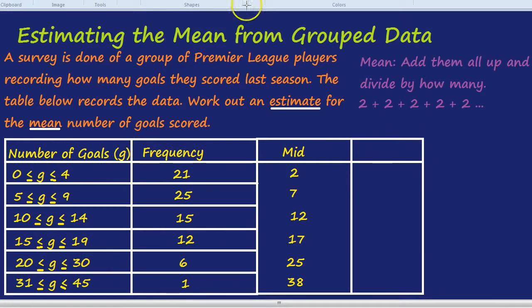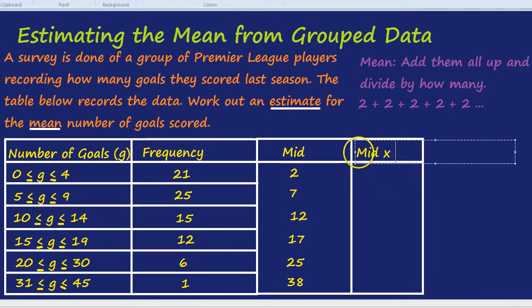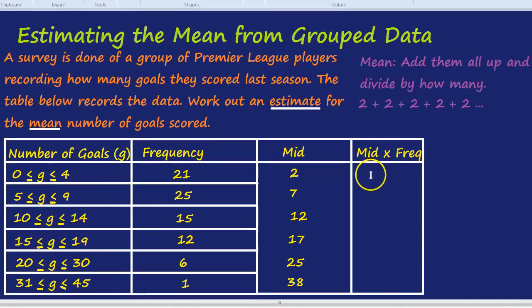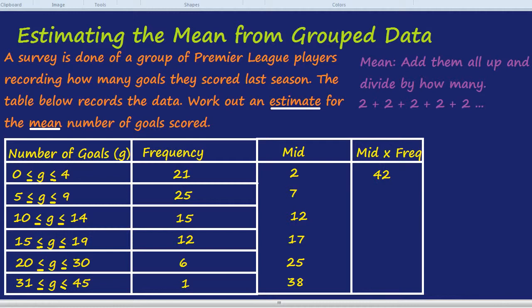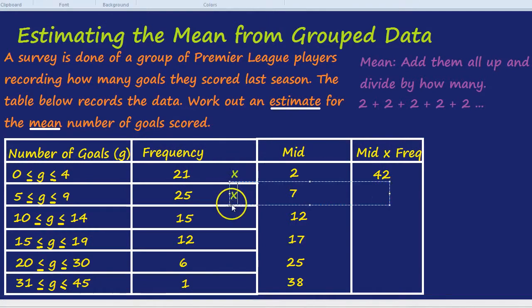This column will be for multiplying the frequency 21 by 2 instead of doing 2 plus 2 plus 2, etc., 21 times. Okay, so midpoint times frequency. The midpoint is 2. 2 times 21 is 42. Same thing for all the rest of them. We're going to do the frequency multiplied by the midpoint.